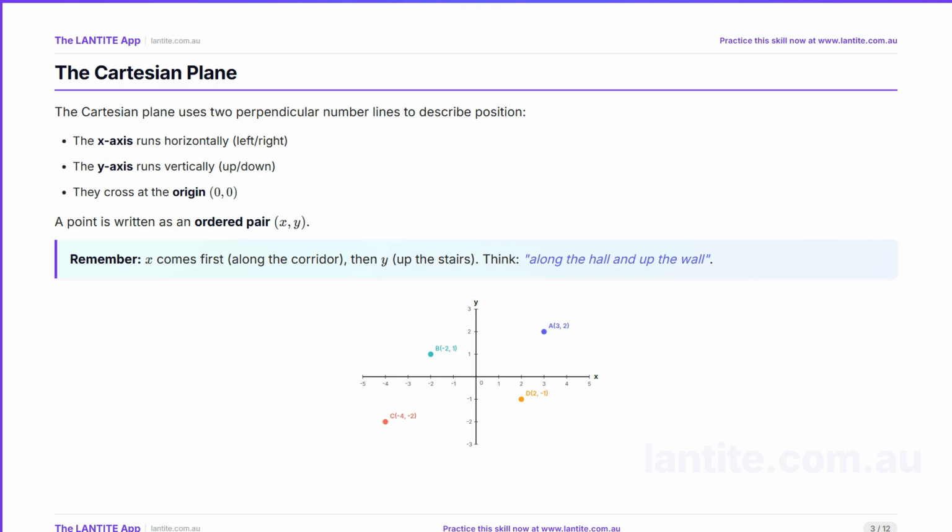Any point on the plane is described by an ordered pair, written as x, y in brackets. The x value tells you how far to go left or right, and the y value tells you how far to go up or down. A useful memory trick is along the hall and up the wall. The x-coordinate takes you along the corridor, and the y-coordinate takes you up the stairs.